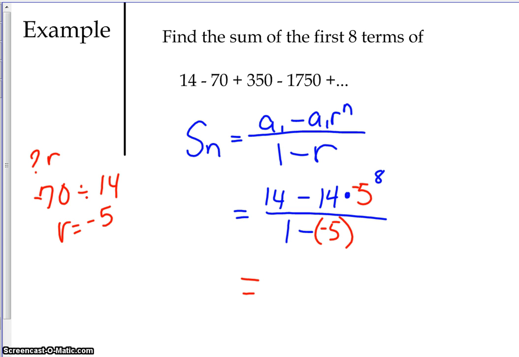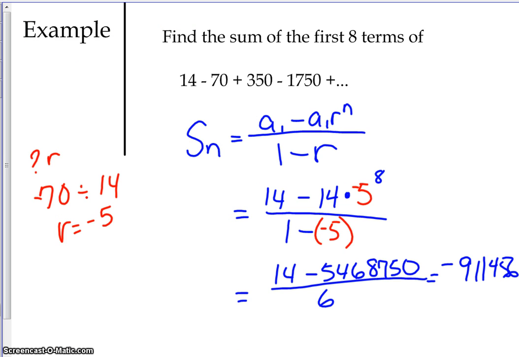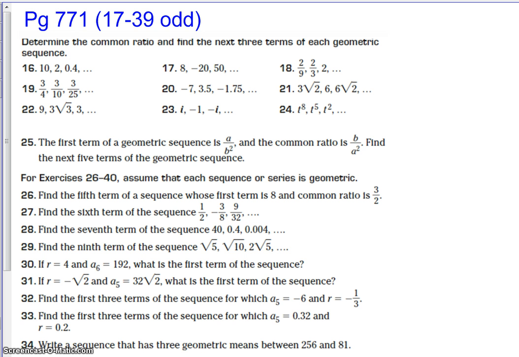So then my problem becomes, what is 14 minus 14 times negative 5 to the 8th. So let's start with what's negative 5. Oh, sorry about that, guys. I kind of got off. All right, so my answer in the end, I was able to calculate it, was 911,456.